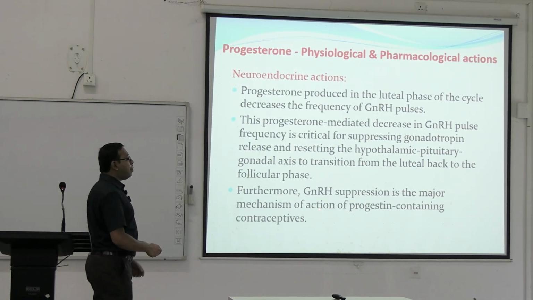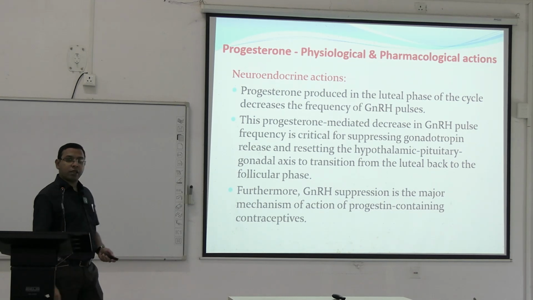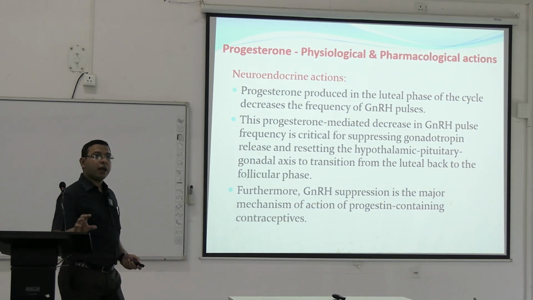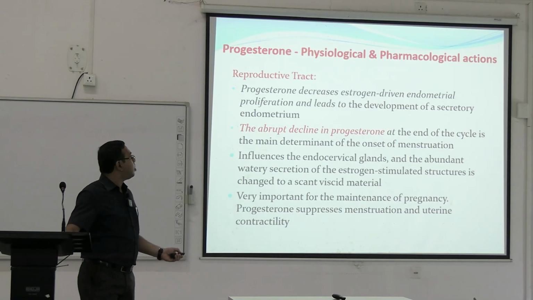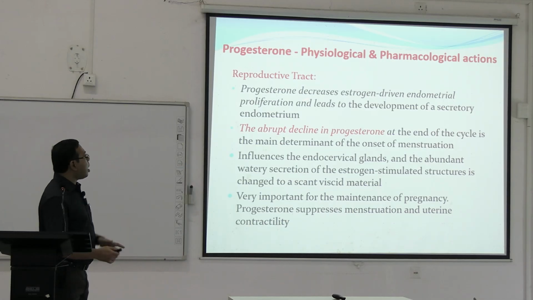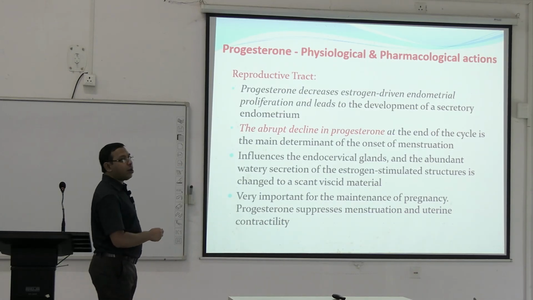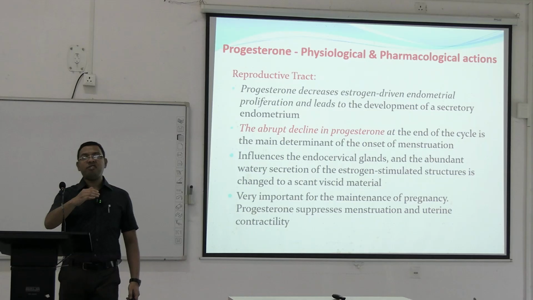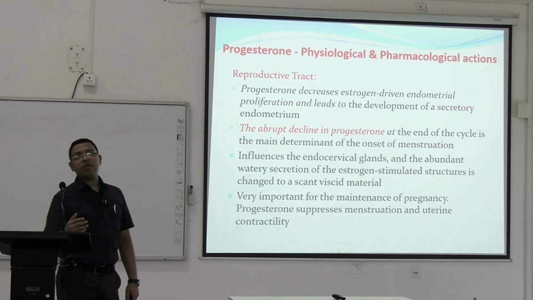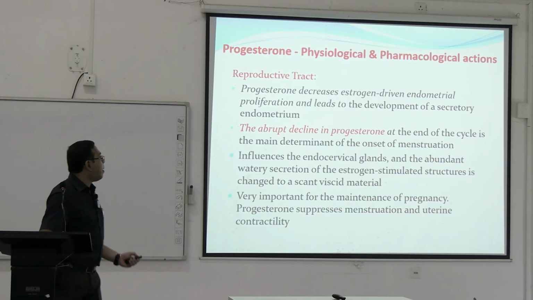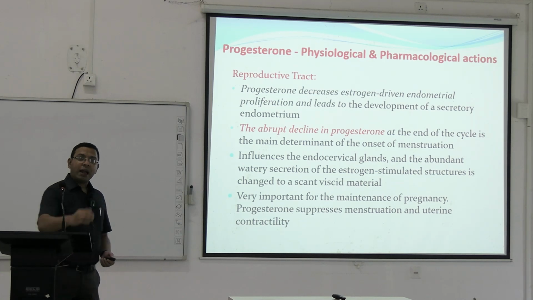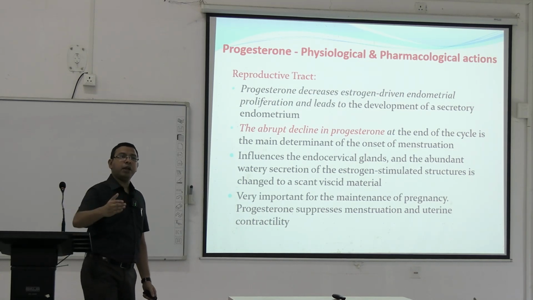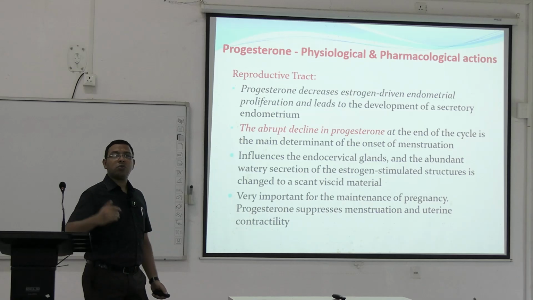GnRH suppression is the major mechanism of action of progestin-containing contraceptives also. So the contraceptive's main action, if there is progesterone, is the suppression of the gonadotropin releasing hormone. In the reproductive tract, it decreases the estrogen-driven endometrial proliferation. So ultimately it changes the histology of the endometrium from the proliferative to the secretory stage. The abrupt decline in progesterone at the end of the cycle is the main determinant of the onset of menstruation. So at the end of the menstrual cycle, there is an abrupt decrease of progesterone and ultimately menstruation happens.